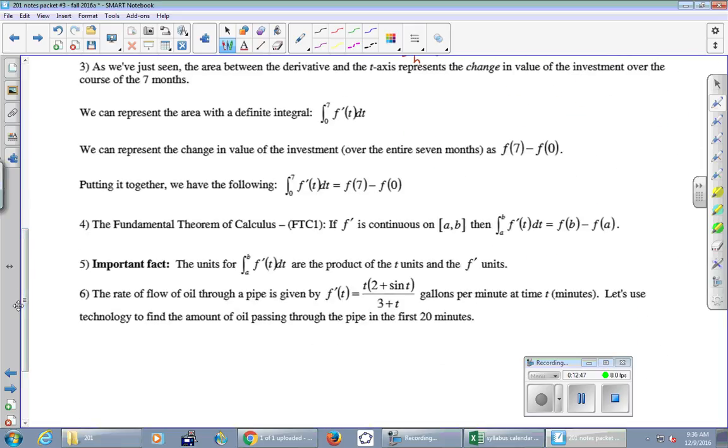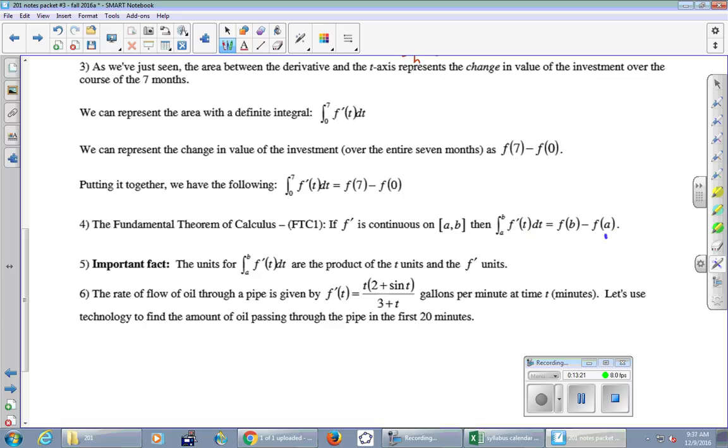So here it is. That right there is the total area where positives and negatives count just like they should. This is subtracting 80 minus 100. They both represent exactly the same thing. They're both negative 20. And like I said, it's important. In fact, so important it is called the fundamental theorem of calculus, part 1. It says if f prime is continuous on [a, b], then the integral from a to b of f prime of t dt is f of b minus f of a.